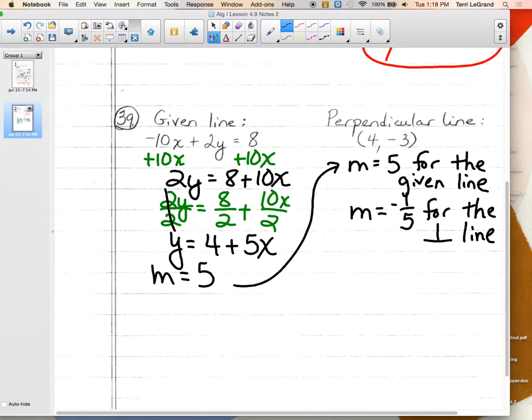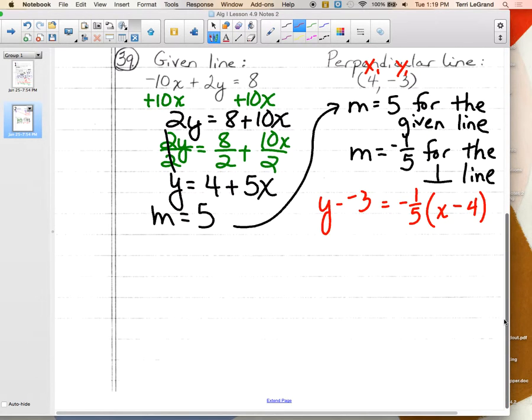Your brain is going to want to go to parallel. Yesterday we got to just use the same one. Today we have to think more. We have to say, hey, wait a minute, no. I have to find the reciprocal of that, and then I have to make it its opposite. So now I'm ready to do x sub 1, y sub 1. So y take away 1, negative 3 equals negative 1/5, we're working with our new line, x take away 4. Okay, get that? Solve for y. Do your magic.